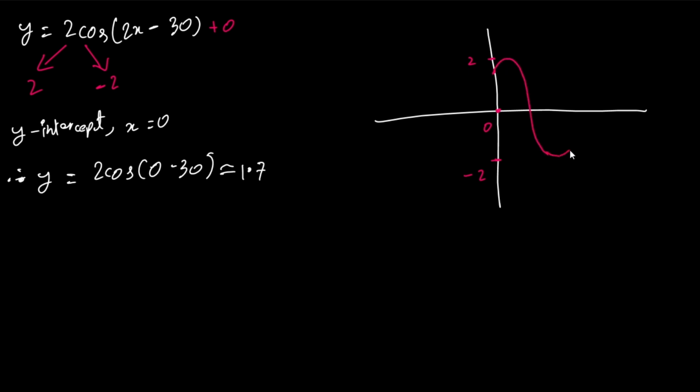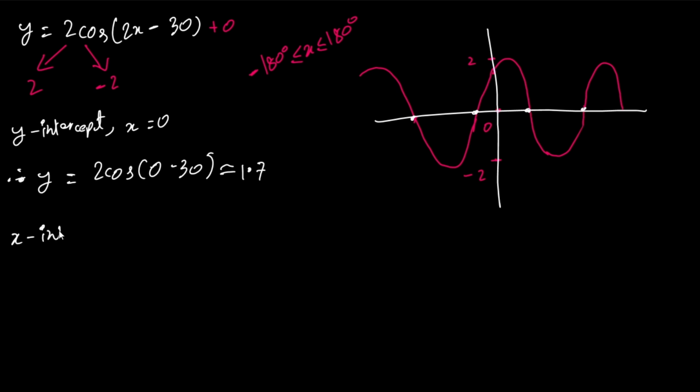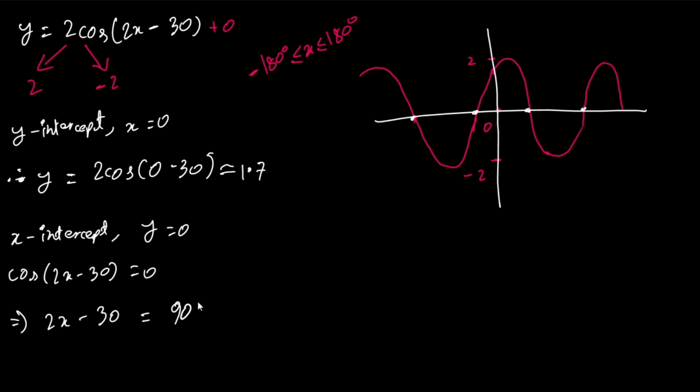So first we start from 1.7 and go up to 2, and then we go all the way to negative 2, following the pattern of a cos curve. We do this same process for the left side as well, and then we can label it later on. Let's say we are drawing for the range negative 180 degrees to positive 180 degrees. Now we need to find our x-intercepts as well as the maximum and minimum points. So for the x-intercept, we set y equal to 0, and then we solve for x.